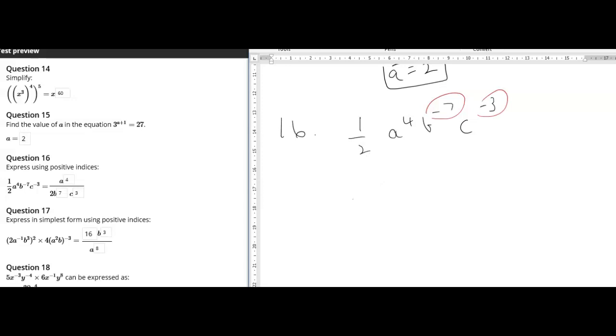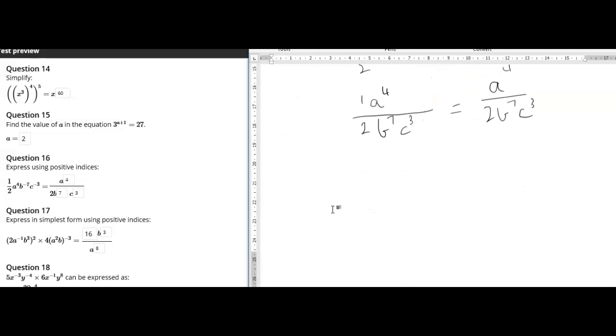Okay, so I'm going to do a big fraction. I'm going to start off with a half. The a, because it's already a positive power, doesn't change. So a to the power of 4 stays on the top. Now b to the negative 7 is on the top, but if we want to bring it to a positive power, we take it to the bottom as b to the power of 7. And then the same for c, so c to the power of 3. Now let's just tidy things up. So we've got a to the power of 4 over 2 b to the 7, c to the 3.